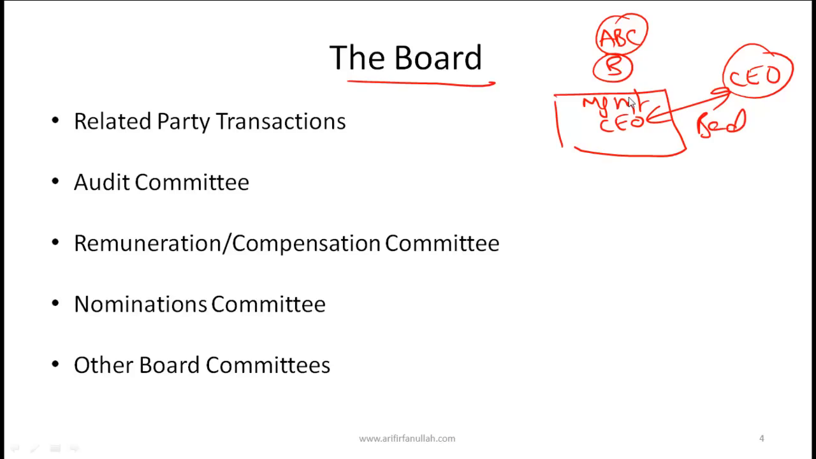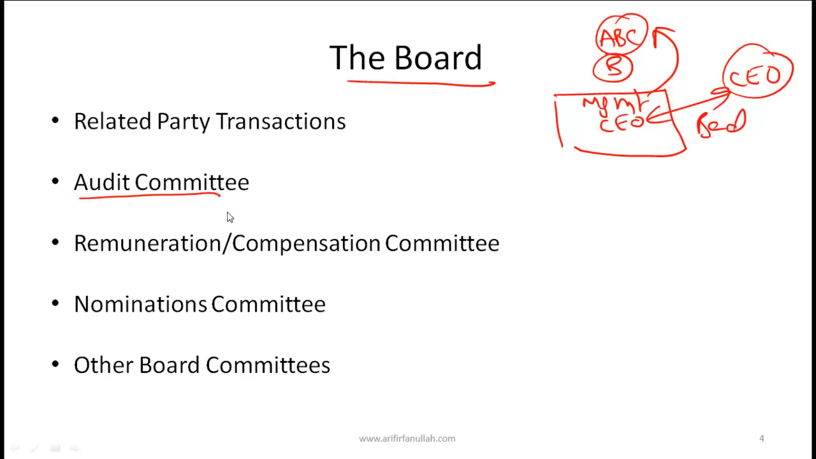And similarly, if the company is doing transactions with a member of the board, either giving him a consulting contract, or if this person is the owner of another company and the company that we are analyzing does transactions with this other company where Mr. ABC is in charge, these are all related party transactions and there are potential issues here.